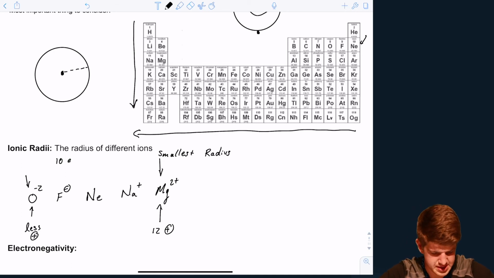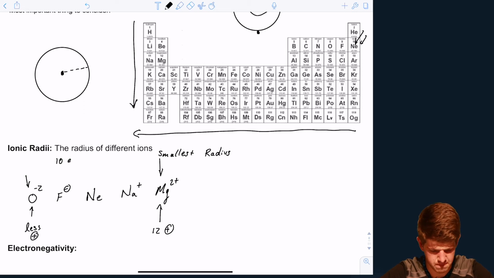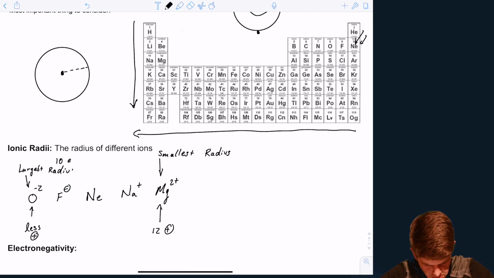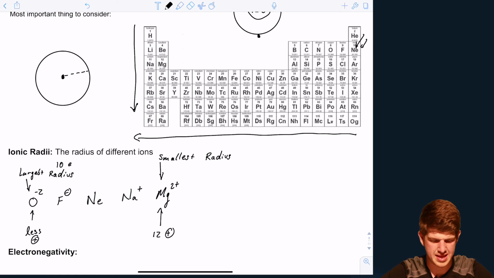While this oxygen has the same number of electrons, right? They all have this filled second shell. Oxygen will have the largest radius because those electrons aren't getting pulled in as much by 8 protons compared to the 12 of magnesium. So make sure you know the difference between the ionic radii and the atomic radii.